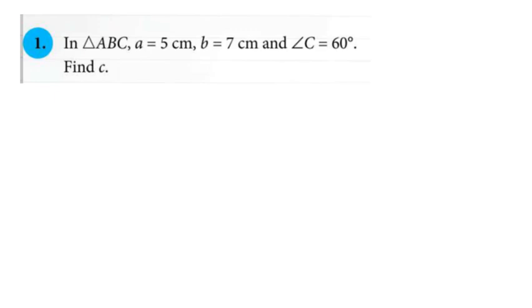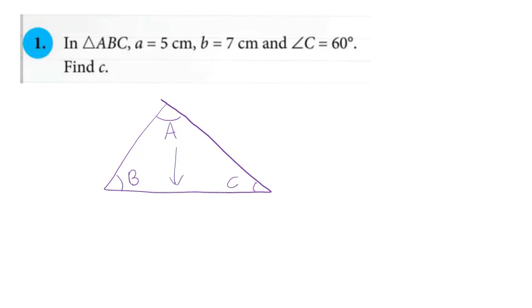So we're given the triangle ABC, and let's label the angles and all the sides. You're given a, which is 5 centimeters, and the side b, 7 centimeters. So b is opposite angle B, and angle C is 60 degrees. We are asked to find side c.